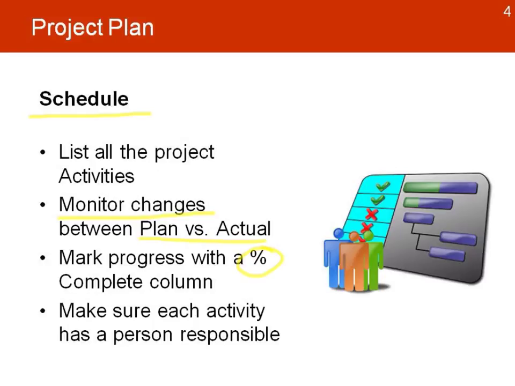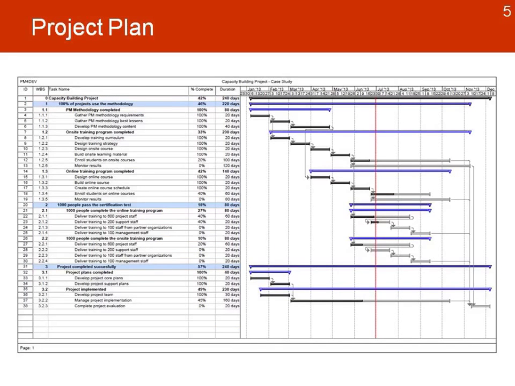Another element that is important in our schedule plan is to make sure that each activity has a person responsible for it. So we can use a simple or complex Gantt chart to manage our project schedule, where we list all the project activities. We include a column where we have a percent completion for each activity. Activities that are completed between the time that they are designed help us monitor how we're planning and how we are actually delivering the project.